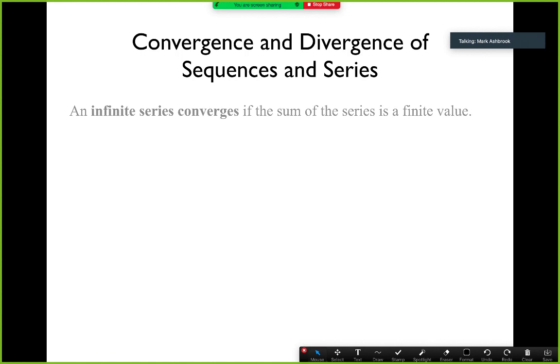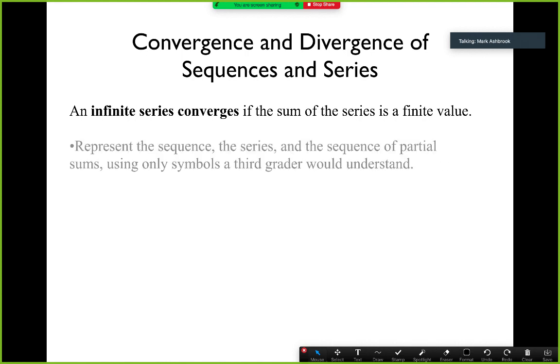So what does it mean for a series to converge? Well, what is a series? A series is a sum, right? You sum up all the terms of the sequence. If you sum up all the terms and you get a finite value, then we say that that series converges. So again, a series means add up all the terms of the sequence, make a giant sum. If that giant sum equals a finite value, then the series converges.